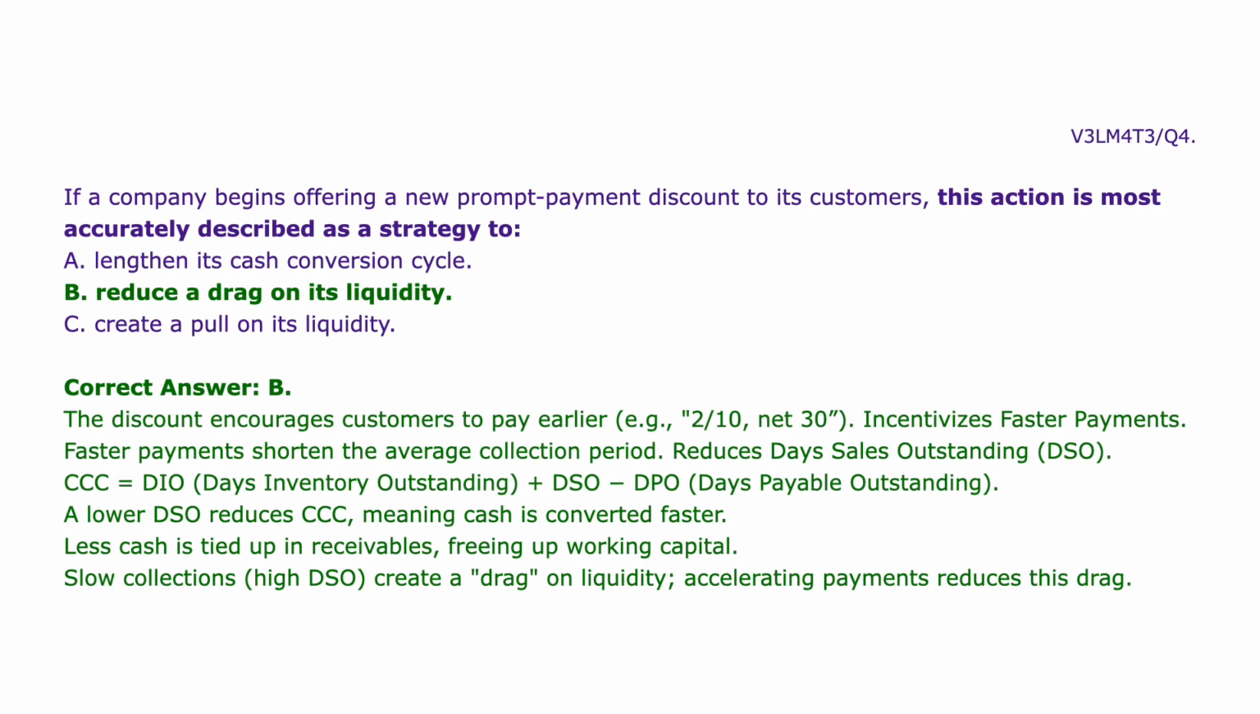Slow cash inflows, high DSO, are classified as a drag on liquidity. By incentivizing customers to pay faster, the company reduces its days sales outstanding, DSO, which mathematically shortens the cash conversion cycle. Accelerating these inflows directly mitigates the liquidity shortfall caused by lagging collections.